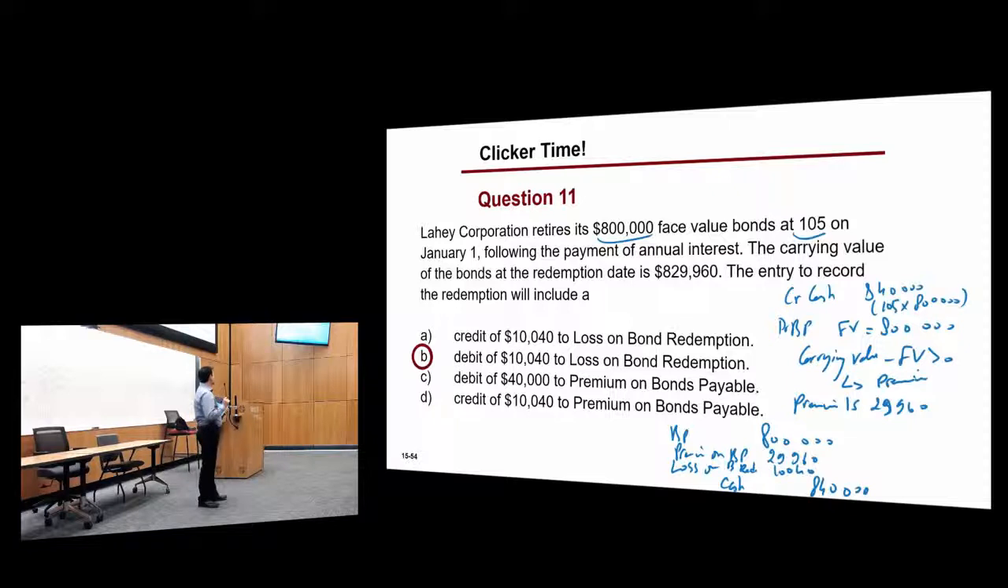The company had issued them at a higher amount. Now when they are buying them back at a cost that is higher than face value, you still need to look at the amount that the company paid and the amount that is the carrying value of those bonds. Okay?